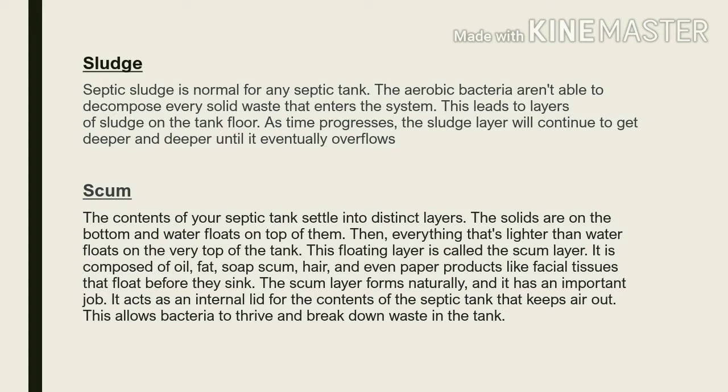The contents of your septic tank settle into distinct layers, with solids at the bottom of the water and others floating at the top. Everything that is lighter than water floats on the very top of the tank. The floating layer is called the scum layer. It is composed of oil, fat, soap scum, hair, and even paper products like facial tissues and others before they sink.